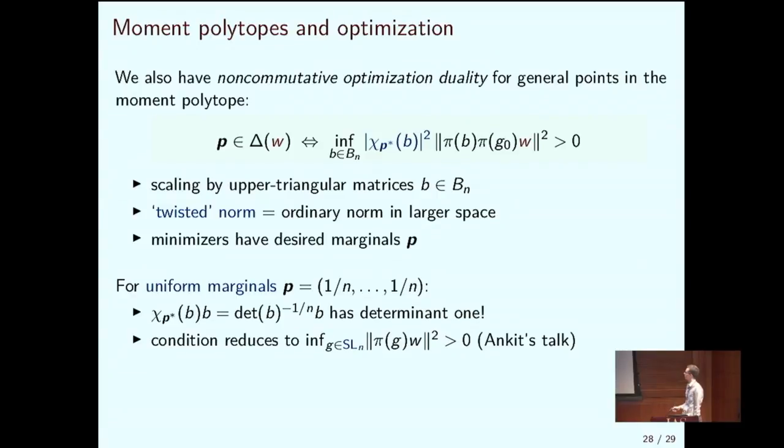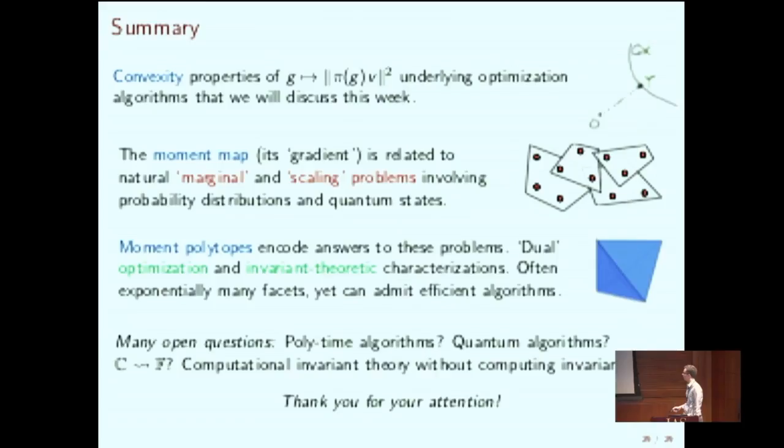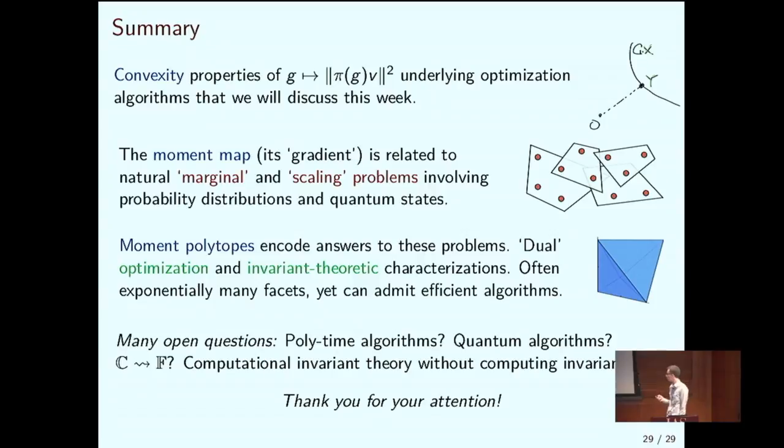There's a way of generalizing this optimization duality to arbitrary points in the moment map. We can talk about this during lunch. So let me just summarize very briefly. We discussed three things. We discussed the convexity properties that are really at the heart of these optimization algorithms. It's the convexity property of this norm square function as we move along in an orbit.